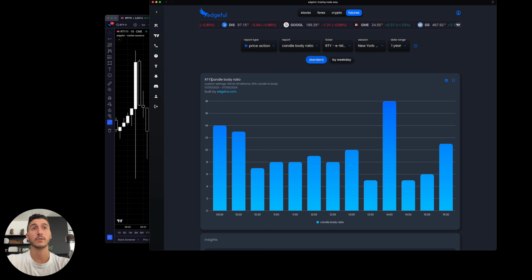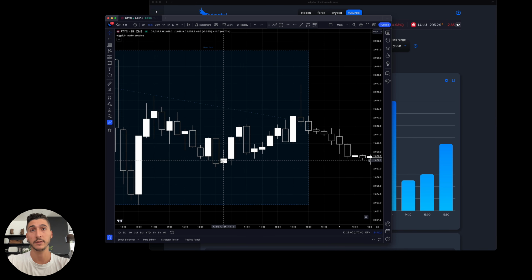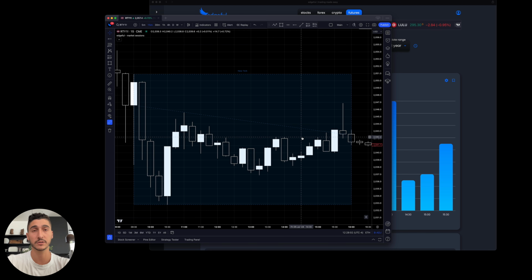And what this report measures is what times of day, so you can see these are all 30-minute increments, have the larger body to the full candle ratio. Now that might be confusing, but I will show you here on the Russell 2000, the 2 p.m. Eastern time. You can see that typically, this is a really great example here, 2 p.m. Eastern time, the body of the candle here makes up a very large portion of the candle size.